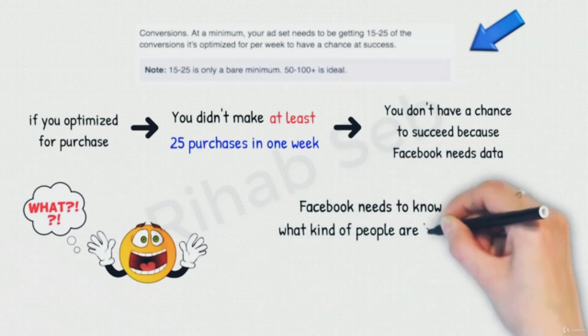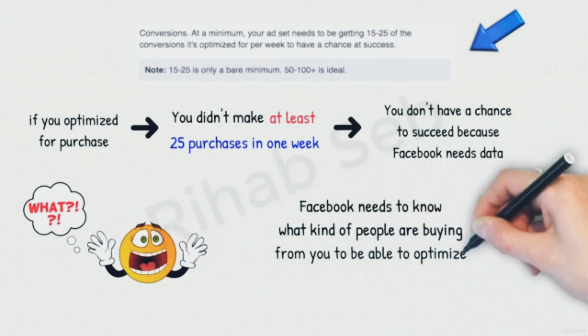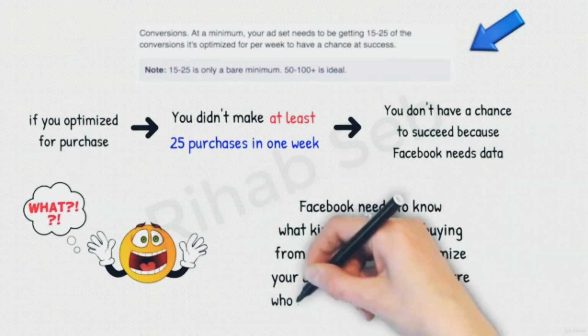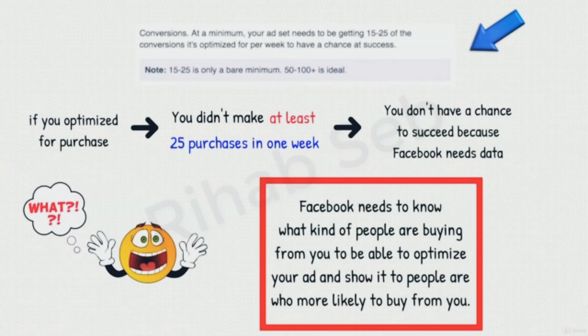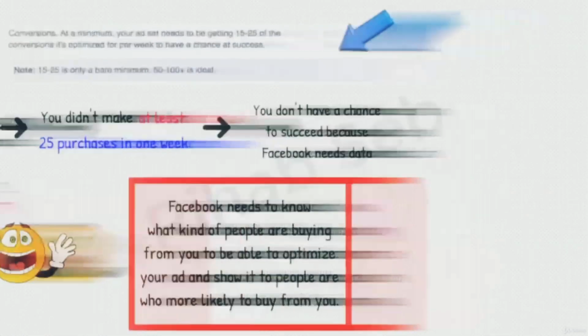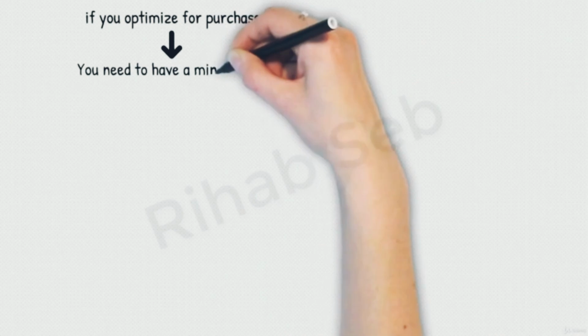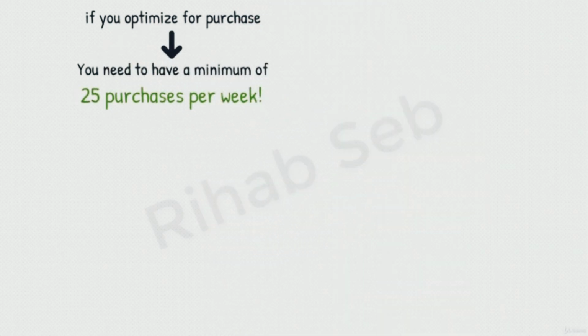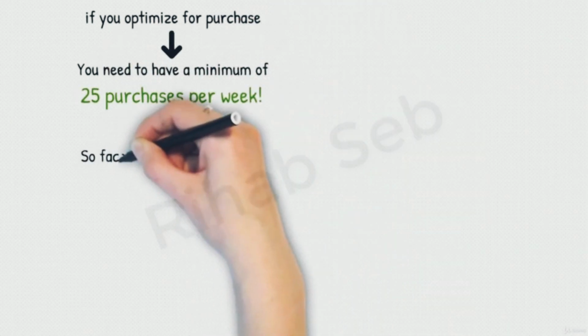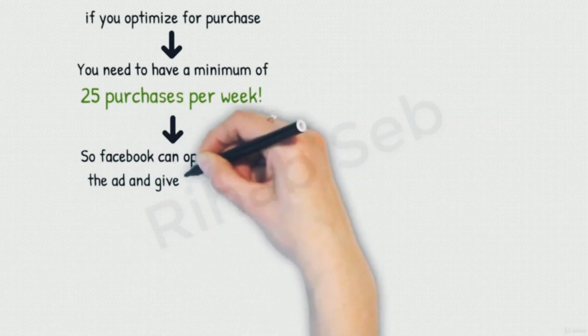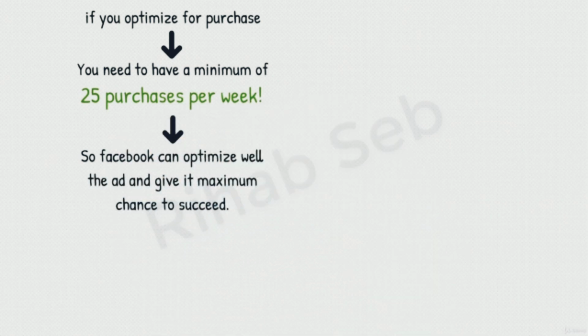Facebook needs to know what kind of people are buying from you in order to be able to optimize your ad and show it to people who are more likely to buy from you. So if you optimize for purchase, you need to have a minimum of 25 purchases per week, so Facebook can optimize the ad well and give it maximum chance to succeed.